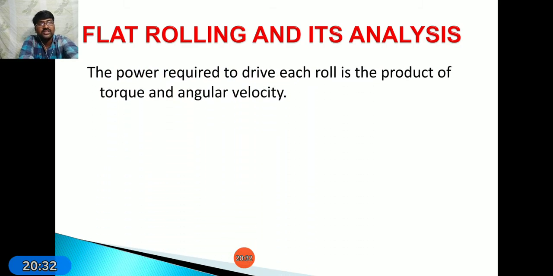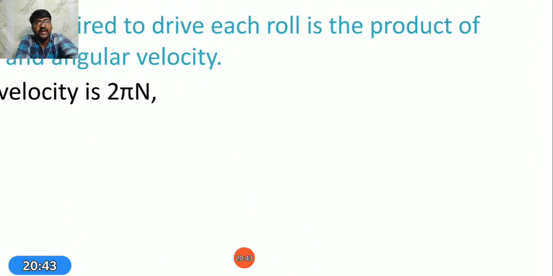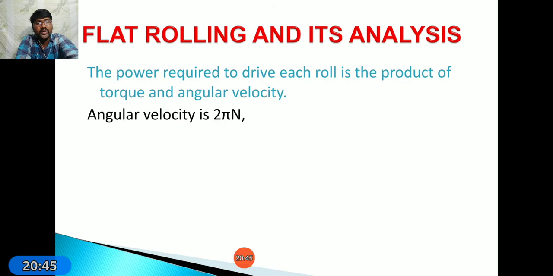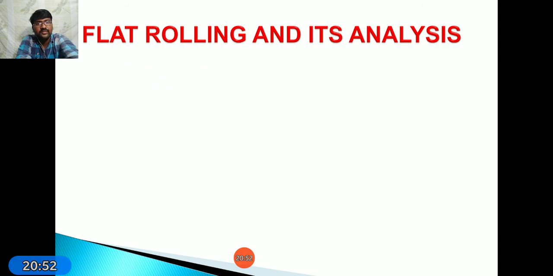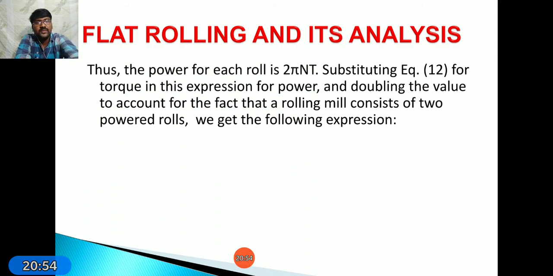Next, the power required to drive each roll is the product of the torque and angular velocity. By using this equation we will calculate the power, where angular velocity is 2 pi n, where n is the rotational speed of the roll. Thus the power for each roll is 2 pi nT by 60, generally in terms of kilowatts.